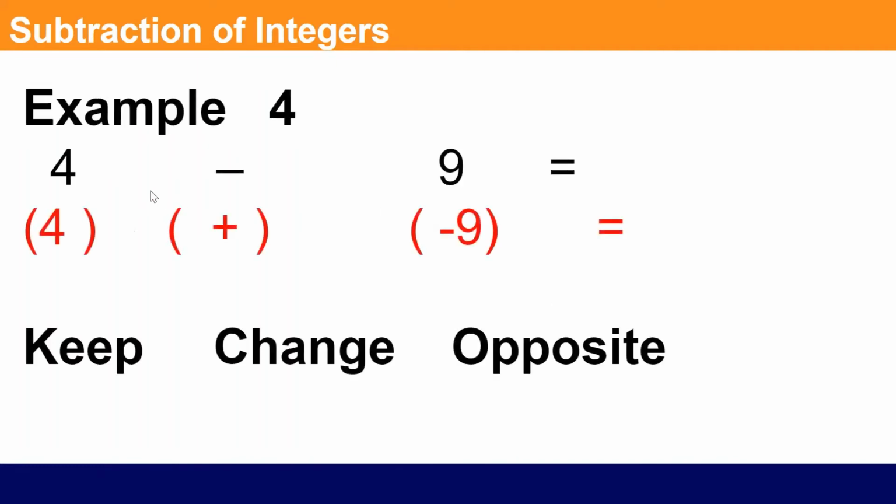Example 4. 4 minus 9 equals. Keep 4, minus becomes plus. 9 magiging negative 9 kasi opposite of 9 is negative 9. Then, go back to the rules for addition. Pag magkaiba ng sign uli sa addition, magba-minus tayo. So, 9 minus 4 is 5. And then, get the sign of the greatest absolute value. So, ang 9 po ang may mas malaking absolute value. So, ang sign ng 9 here is negative. So, ang sagot po natin ay negative 5.